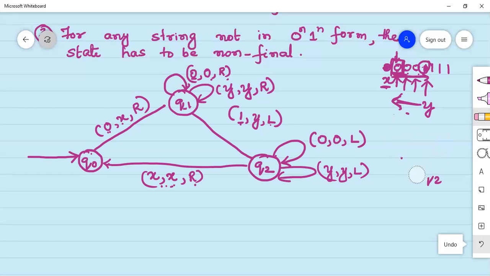Let me write it again. Now we found twice, isn't it? So we have two x's and a 0 and two y's and a 1, and I keep x and move right and go to Q0.